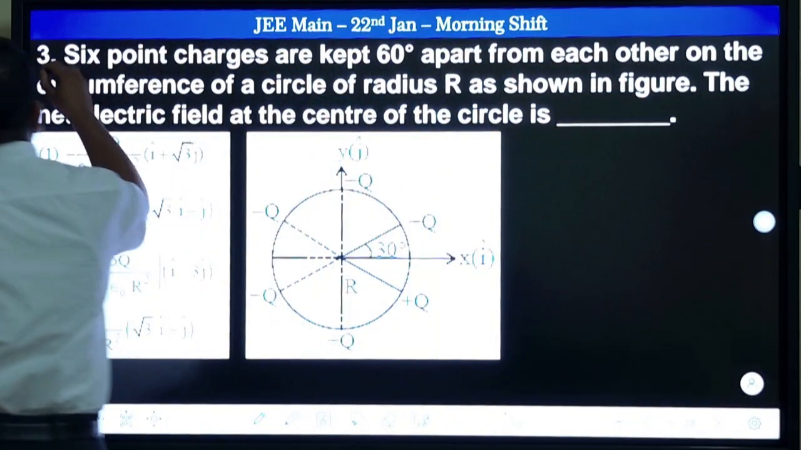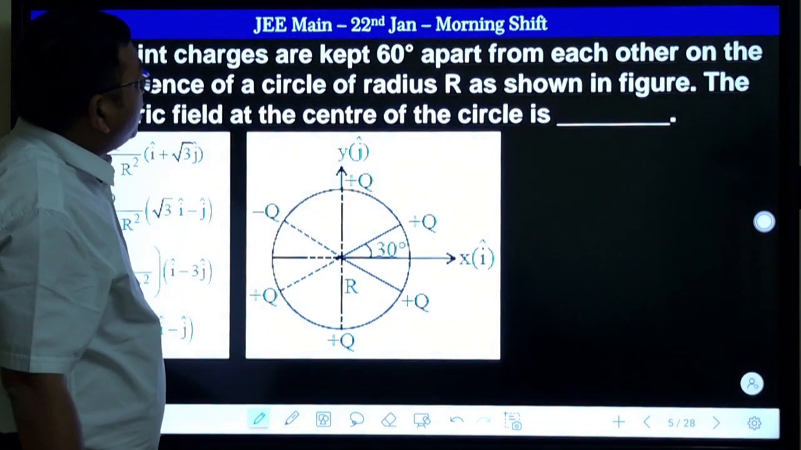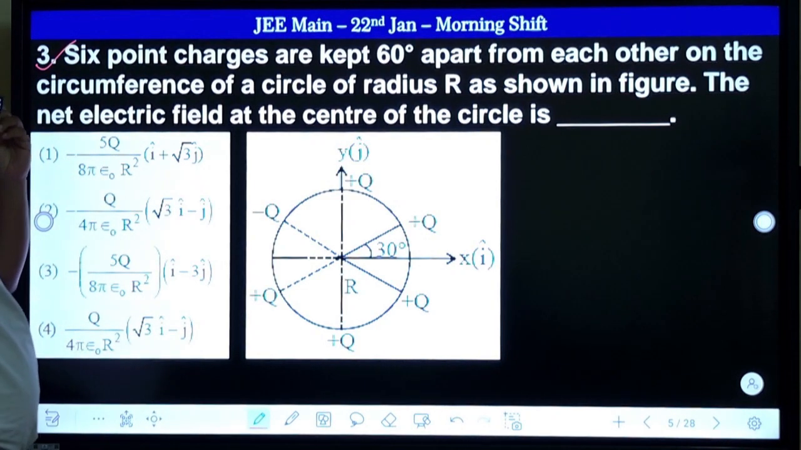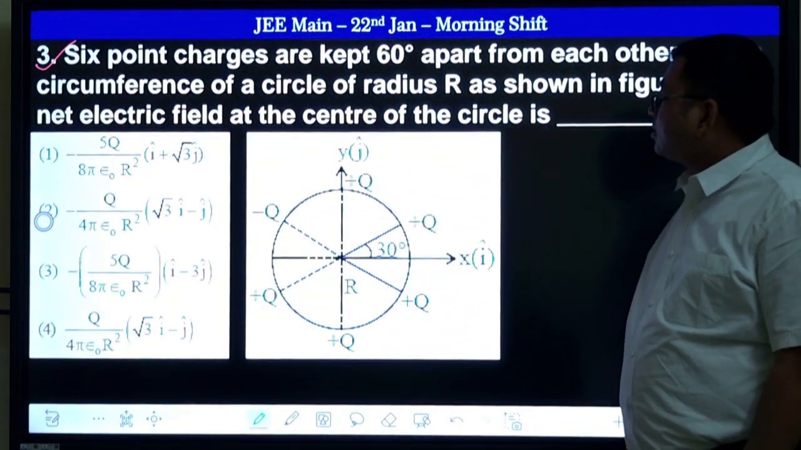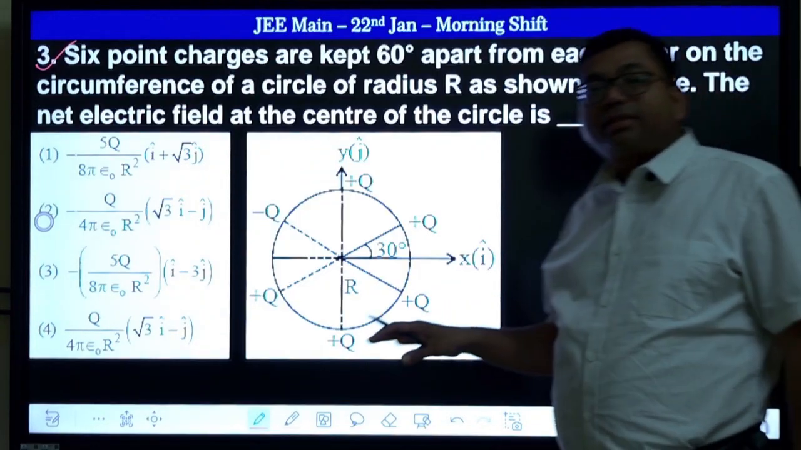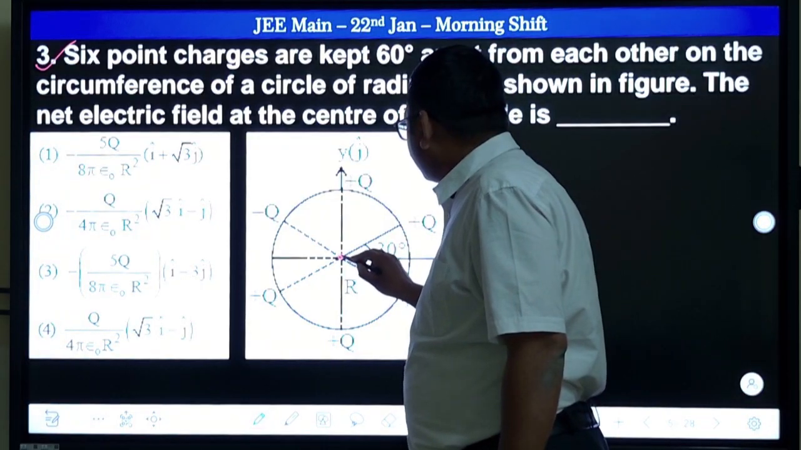Question number 3. 6 point charges are kept at 60 degrees apart from each other on the circumference of a circle of radius r. Then the net electric field at the center of the circle. We have to find the net electric field at the center. So here you want to calculate. How can you do that?